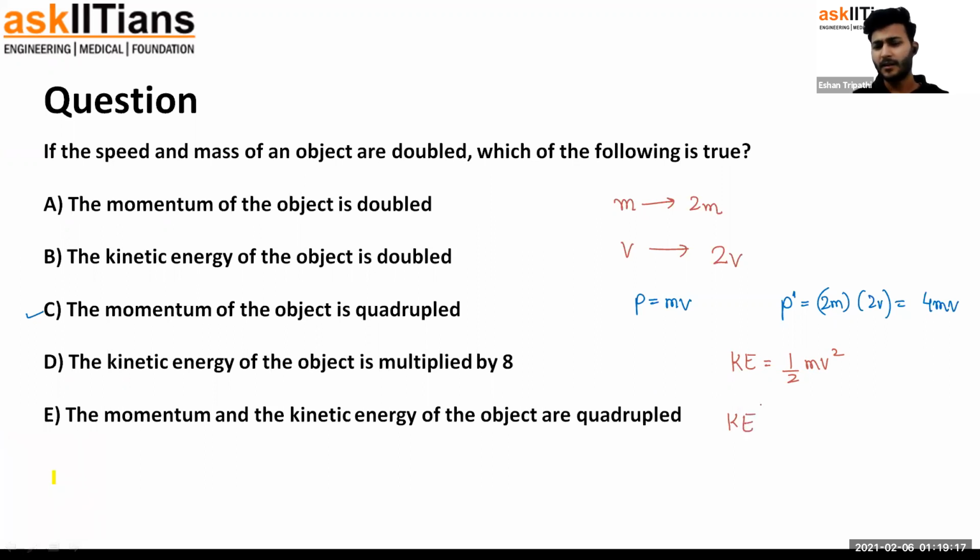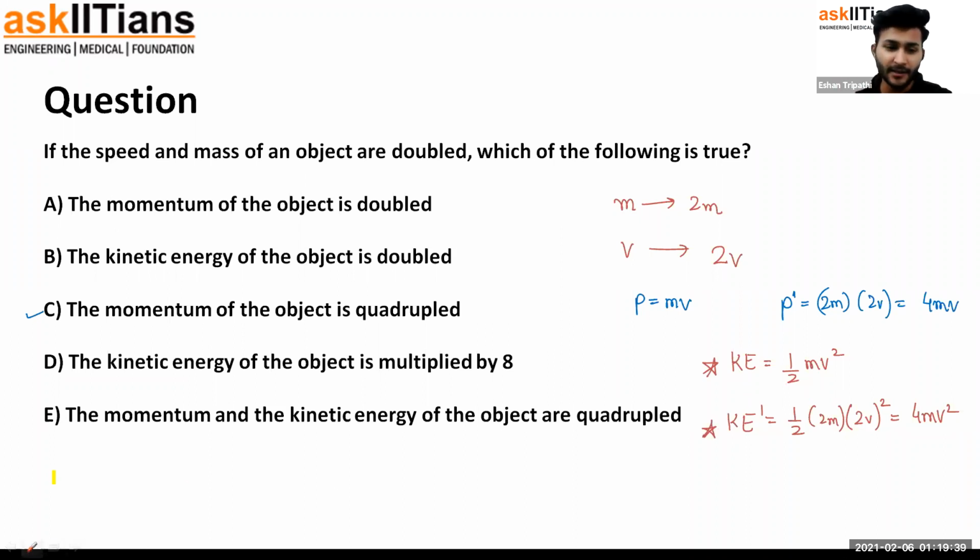Pretty simple it is. The new mass is going to be 2m. So half into 2m into new speed, which is 2v's whole square. That comes out to be 4mv square. So how many times of the original kinetic energy is this quantity? Original kinetic energy was half mv square. New kinetic energy is 4mv square.